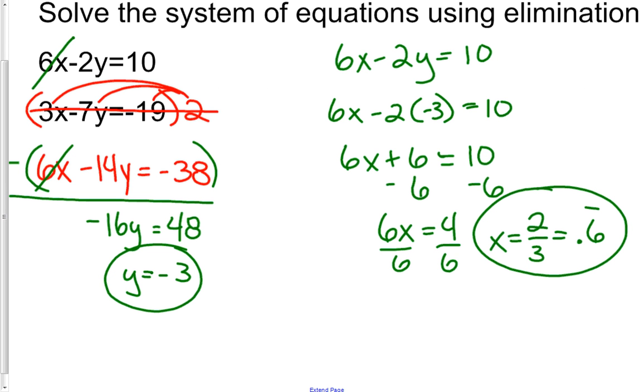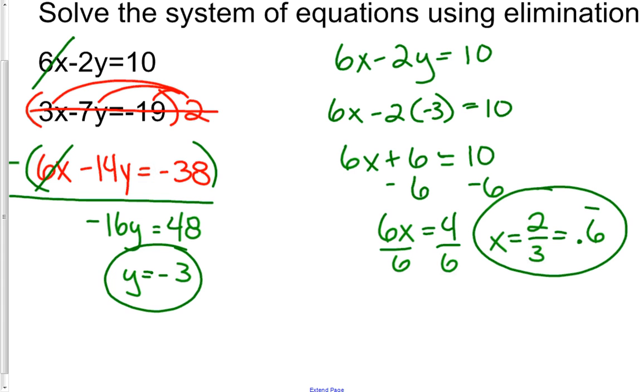Here's your solution. Going to have to multiply the second equation by 2 in order to make the coefficients of our x's match up. Make them both 6. Once we do that, we're going to go ahead and subtract. So we have 6x minus 6x goes in, and will cancel out. I made a little mistake here.